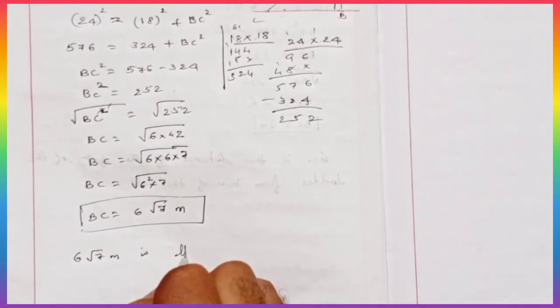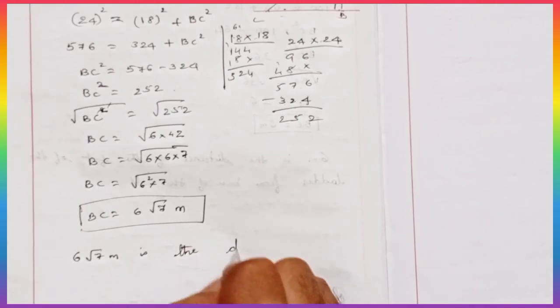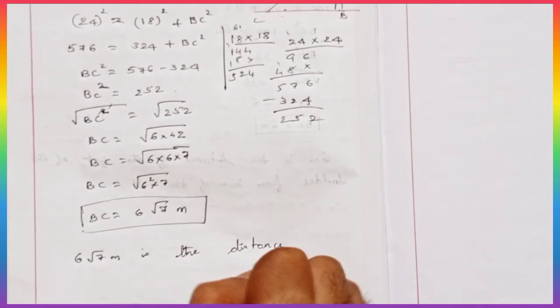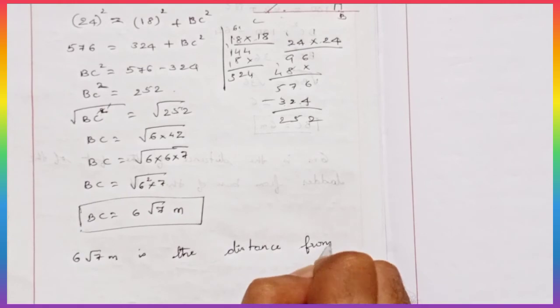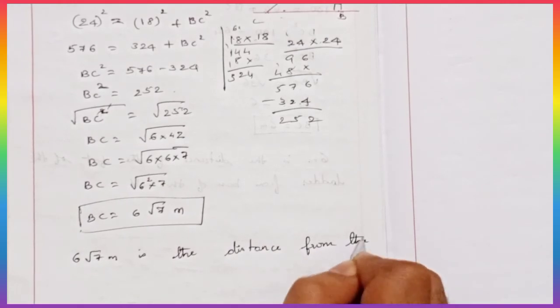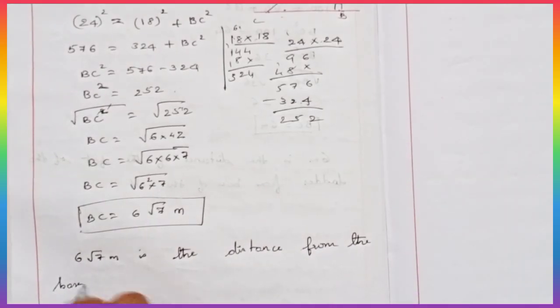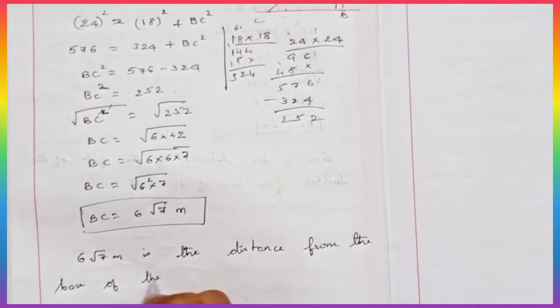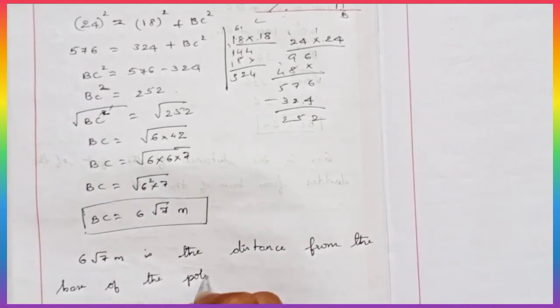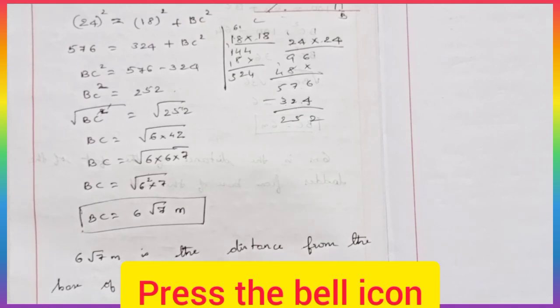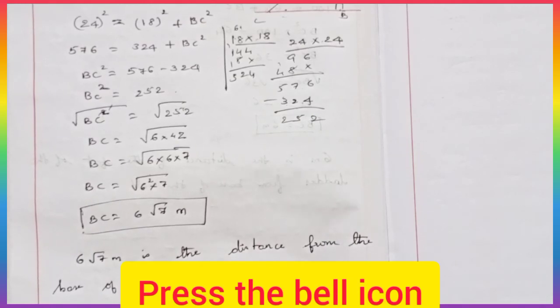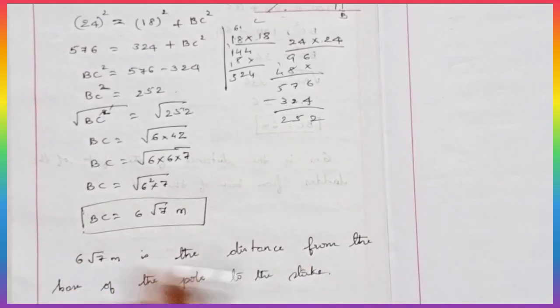is the distance from the base of the pole to the stake. I hope that you people have understood this particular problem.